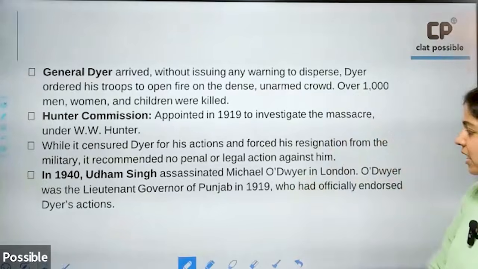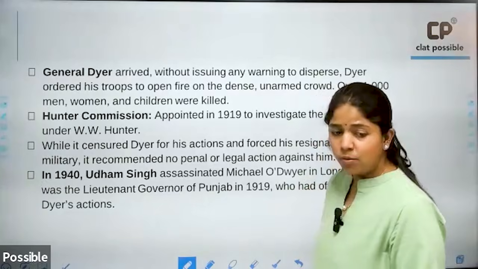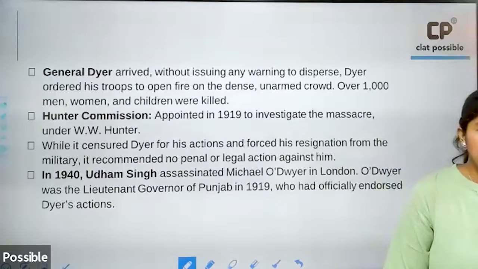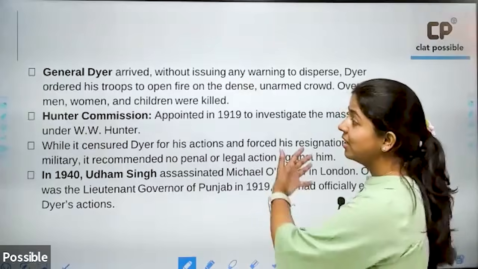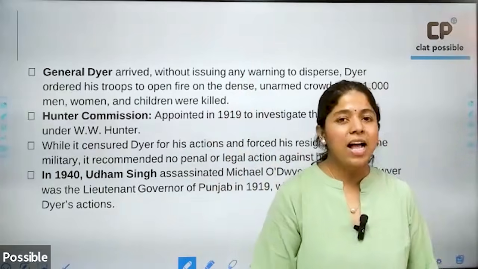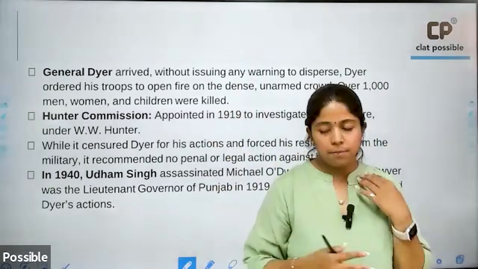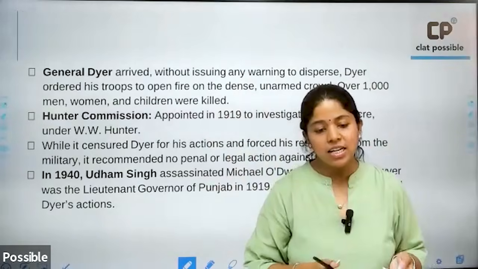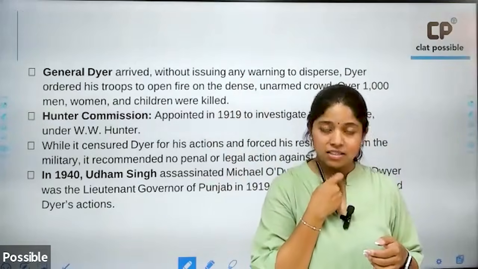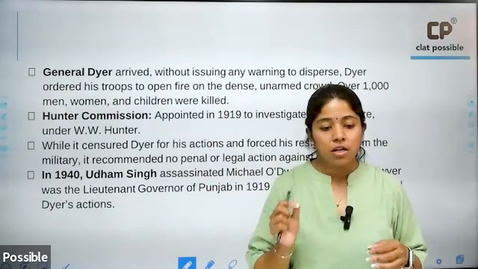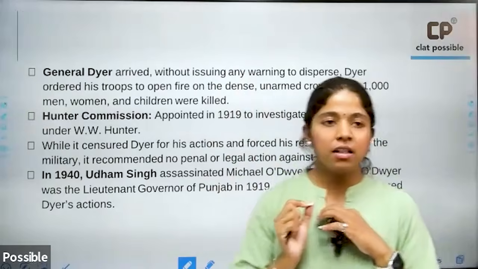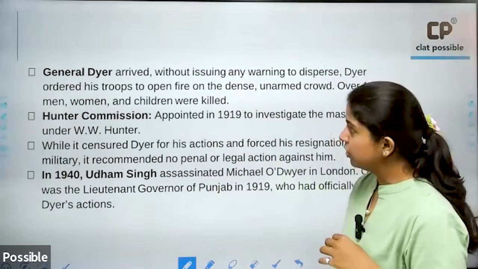In 1940, Udham Singh assassinated Michael O'Dwyer in London to avenge the death of the people who were massacred in the Jallianwala Bagh massacre. And there were a lot of people who had actually applauded General Dyer for his such heroic feat. And General Dyer had actually issued a statement in the House, in the Parliament in England, saying that he had undertaken this shooting on an unarmed crowd only to invoke fear in the people for the British rule.